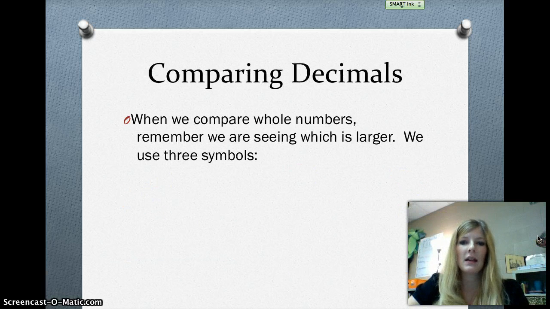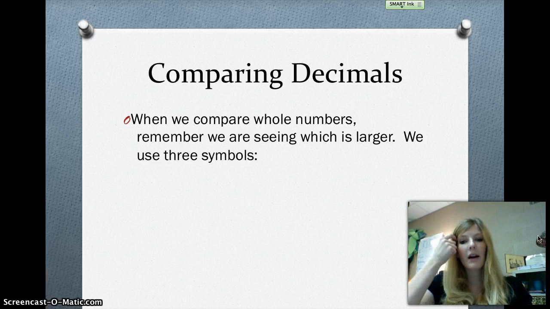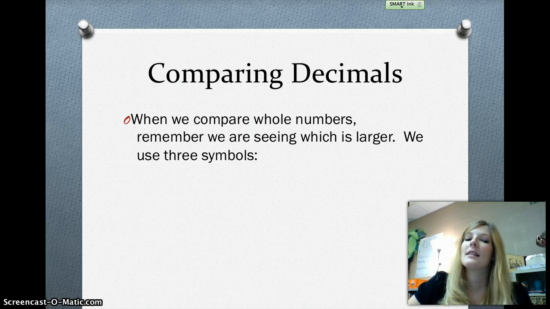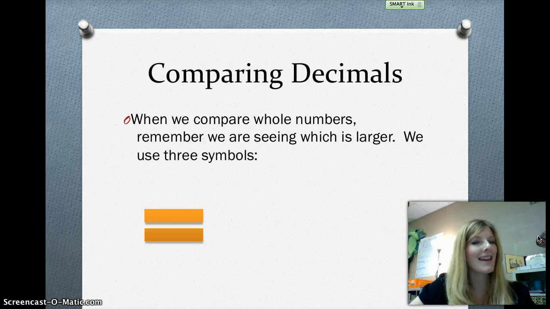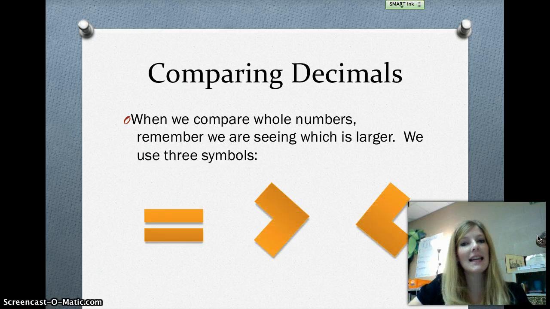Okay. So let's talk about comparing decimals. When we compare whole numbers, remember we're seeing which one is larger. We use three symbols. The first one is a symbol that means the same as. Can you guess it? It is equal to. And then we talk about how to show that a number is greater than another number. And we represent that with that Pac-Man mouth. Greater than. And then lastly we have less than.